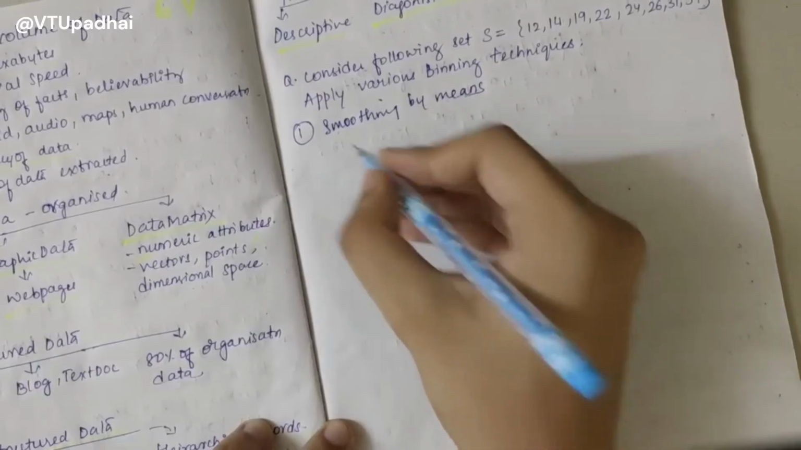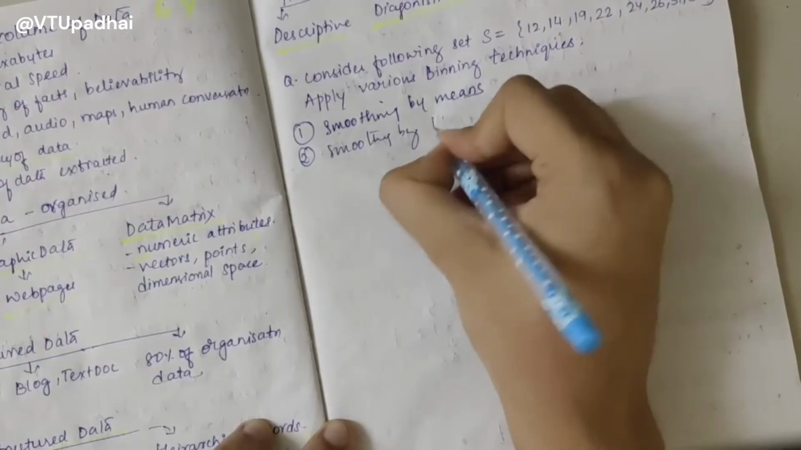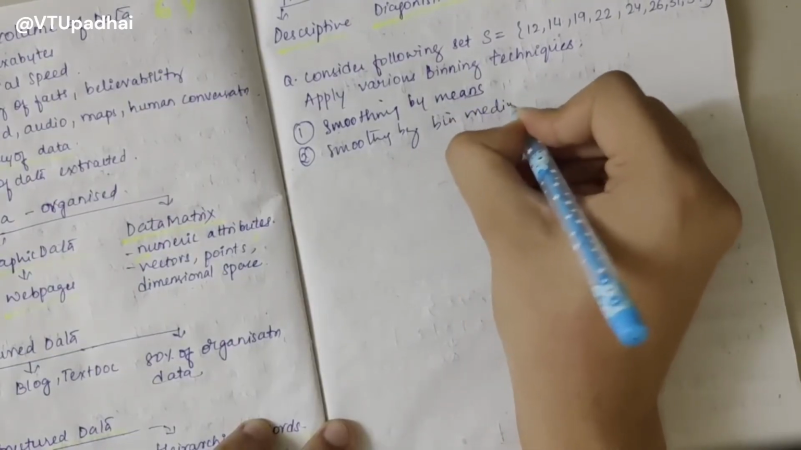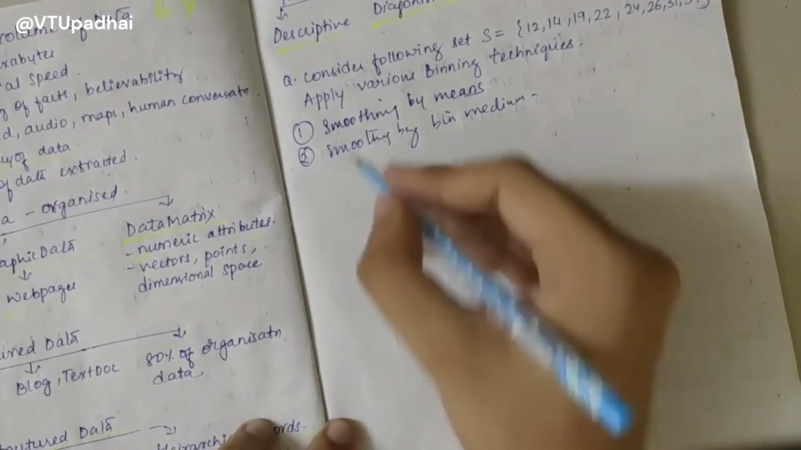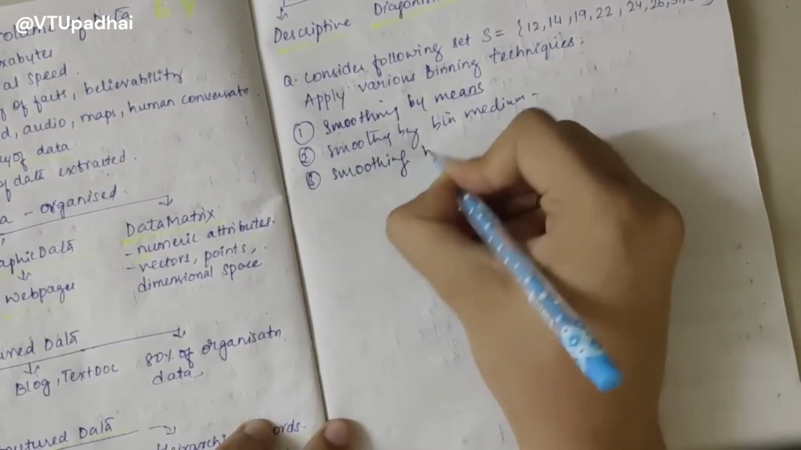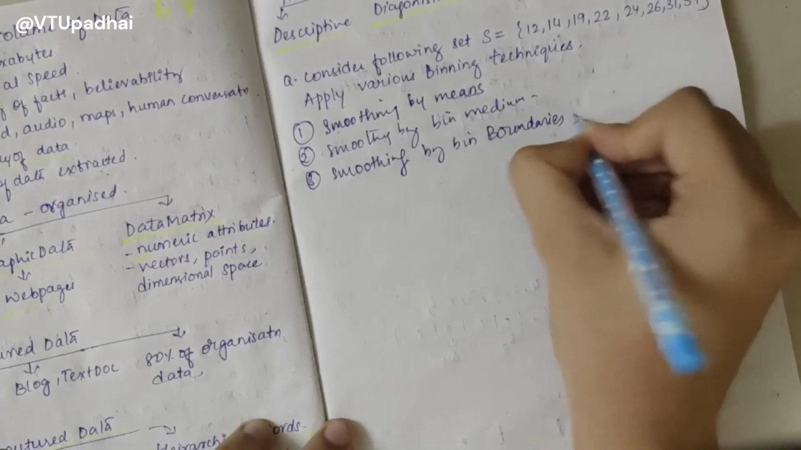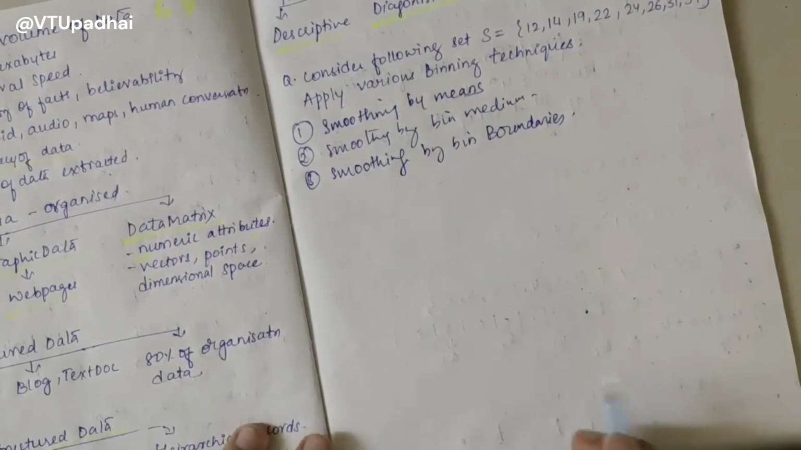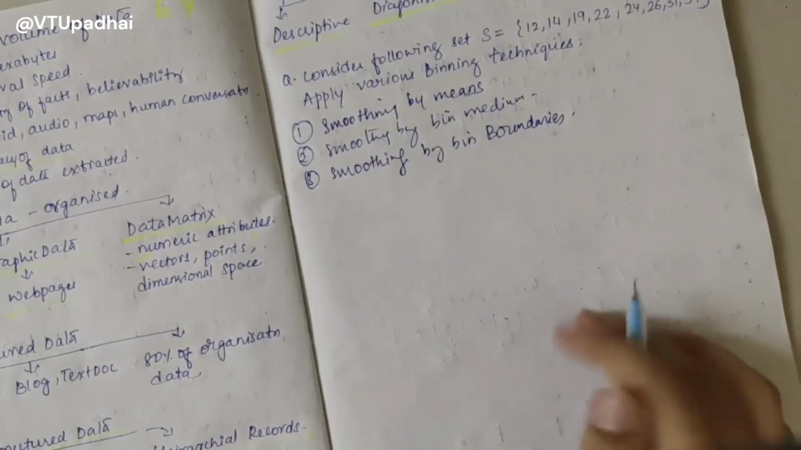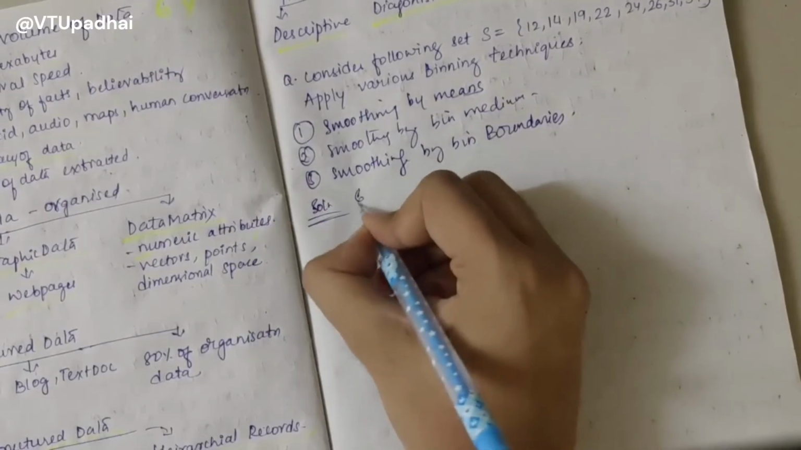So the next one is smoothing by bin median, that is to replace the values with the median. And then we have smoothing by the bin boundaries, that is we replace each value with the closest bin boundary. So starting, let's write the solution first.